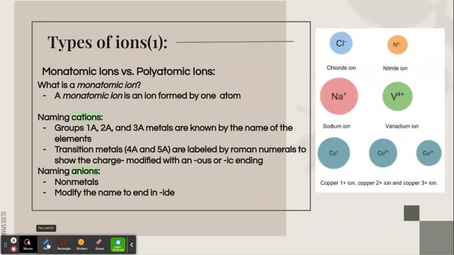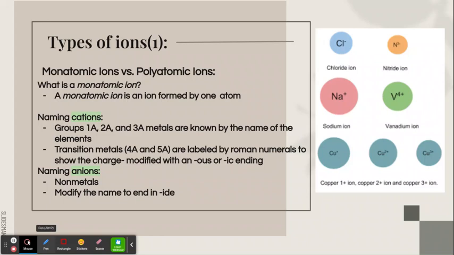Okay, types of ions, slide number 1. Monatomic ions versus polyatomic ions. What is a monatomic ion? A monatomic ion is an ion formed by one singular atom. Naming cations, groups 1A, 2A, and 3A metals are known by the name of the element.